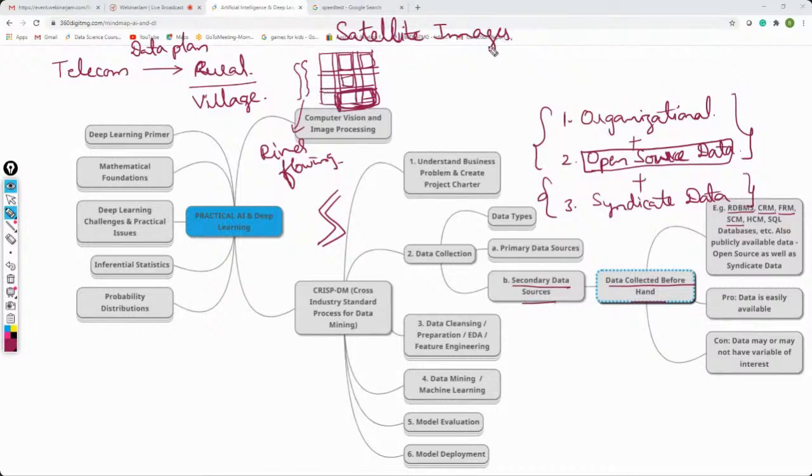If you feel that satellite imagery is too high and you're not getting clarity, then you can also go with syndicate data, which is data captured by drones. Drones fly on top of the villages and then you can capture the images. Of course, there are a lot of restrictions pertaining to drones, and that's why it is syndicate. Syndicate means you buy data from data aggregators.